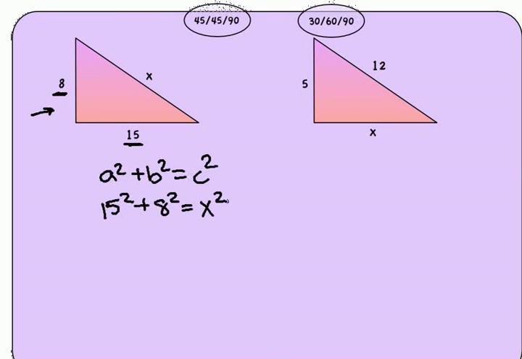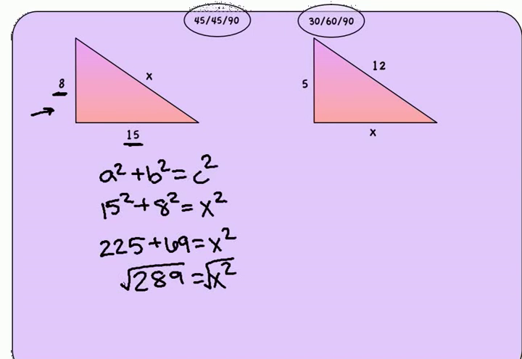And so we're going to end up with 225 plus 64 is going to equal our x squared. When I combine that together, I get 289 equals x squared. To undo a square, take the square root of both sides. So we'll see in this case that our x is going to equal 17. So our missing side length there is 17.